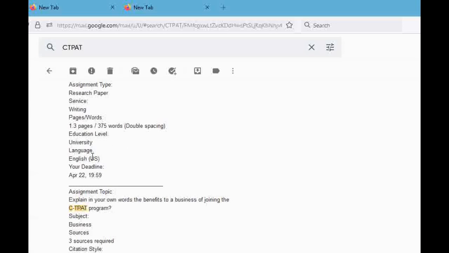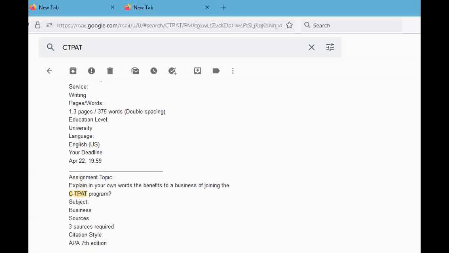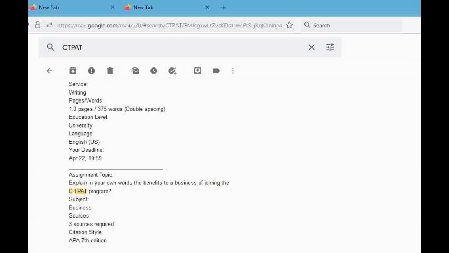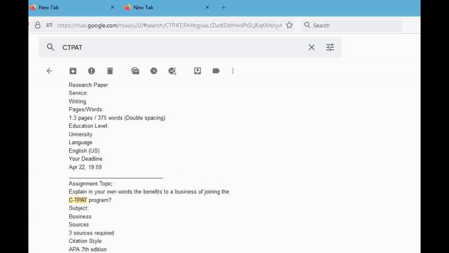So when you're given a paper, you're also given all the instructions for those of you who are asking. So you're also told the number of sources that are required. You can see this particular student wants business sources. 3 sources are required. That means you're going to include 3 references, and you can see the citation style is APA 7th edition. So for those of you who are asking how do you know what style to use, the question comes with these instructions. Okay, so you don't have to worry about that. The question comes with the instruction.